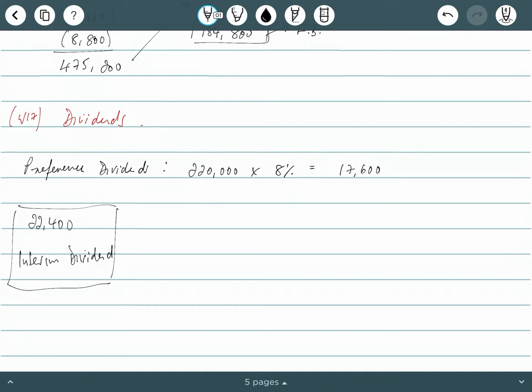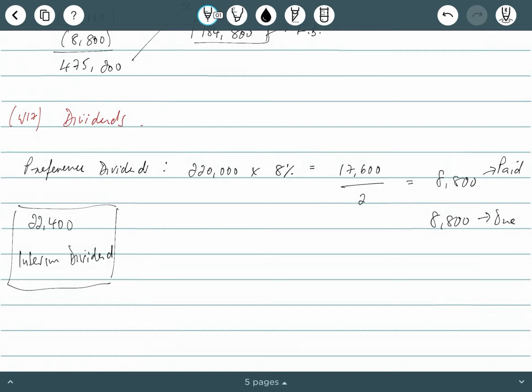So your preference shareholders will get half of what they should get after 6 months. So 17,600 divided by 2 gives you 8,800. That's what they've been paid already. So what's due to them? Well, obviously it's the remainder. 8,800 is what's due to them. So that's what it's saying here: preference dividend due to be paid, 8,800.